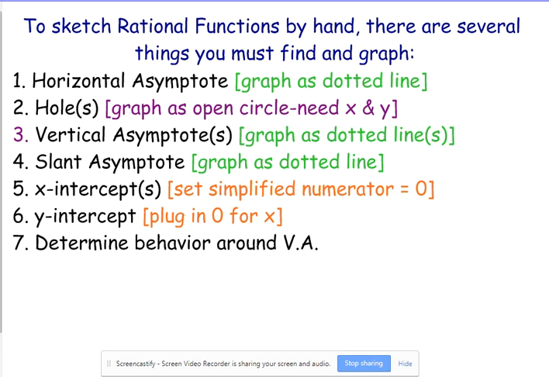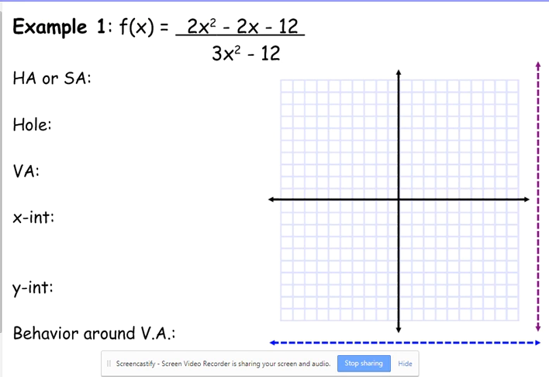Here's what we haven't talked about yet. Our x-intercepts, those come from setting the simplified numerator equal to 0. That's where x-intercepts come from. Our y-intercept comes from plugging in 0 for x, as long as x equals 0 is not a vertical asymptote. That happens sometimes. And then the last thing that we need to do is determine our behavior around the vertical asymptote, okay? So that's the list we're going to go through every time.